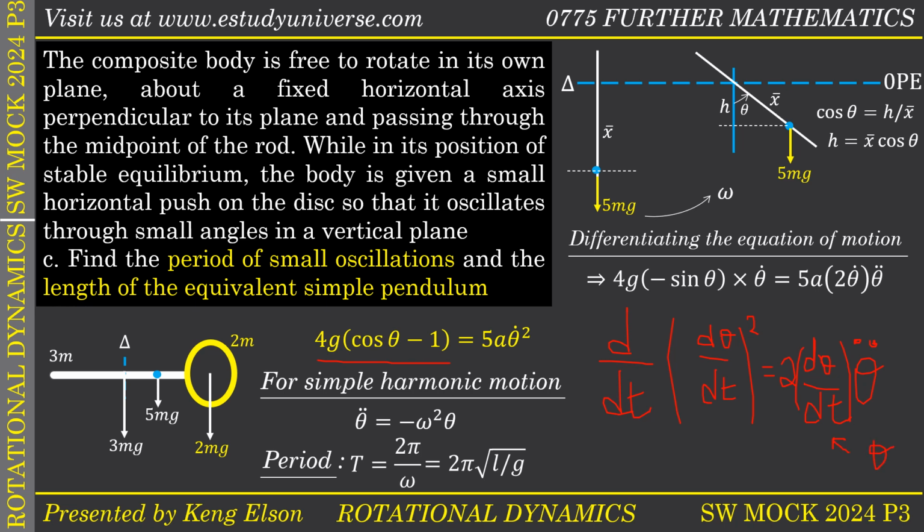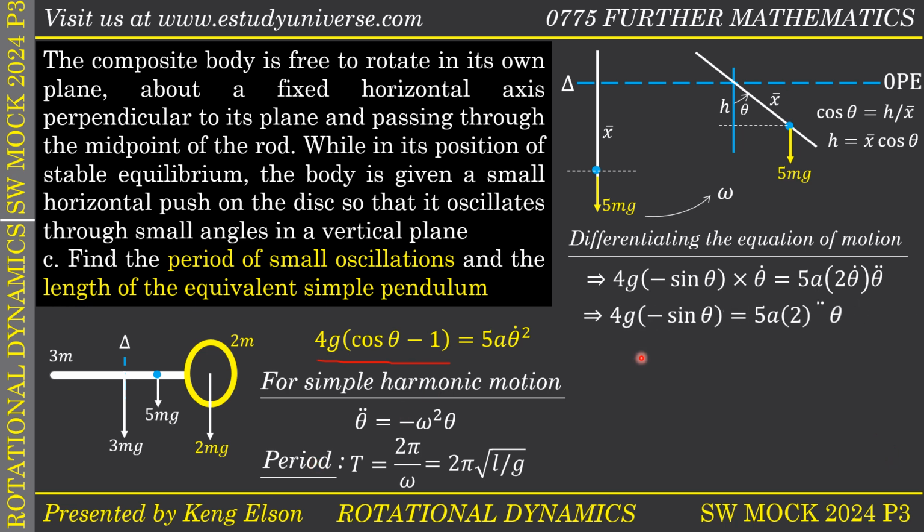So the number of dots represents the number of derivatives. Theta dot is the first derivative of theta with respect to time, and theta dot dot is the second derivative. That is why I also attach a theta dot dot to it. Now from there, what do we see? We clearly see that the theta dots are going to cancel. Once the theta dots cancel, we now have a very nice equation. We are going to have 4g times negative sine theta equal to 5a times 2 theta dot dot.